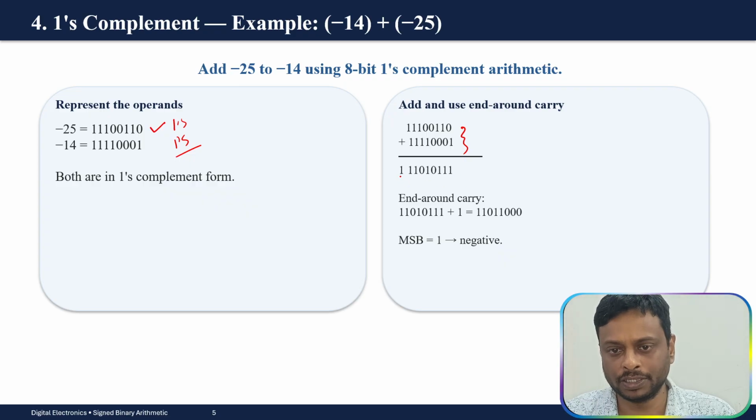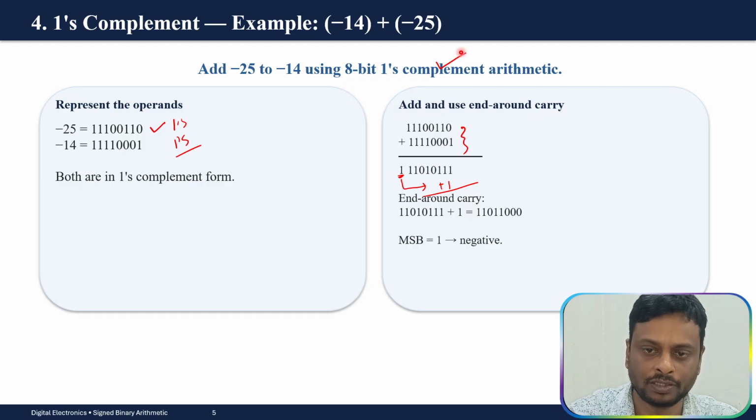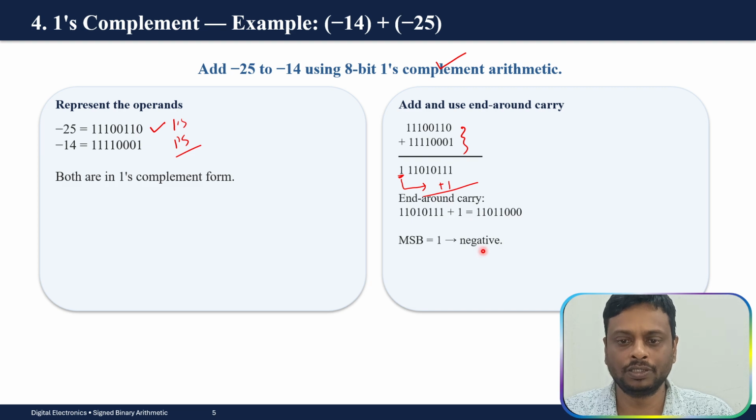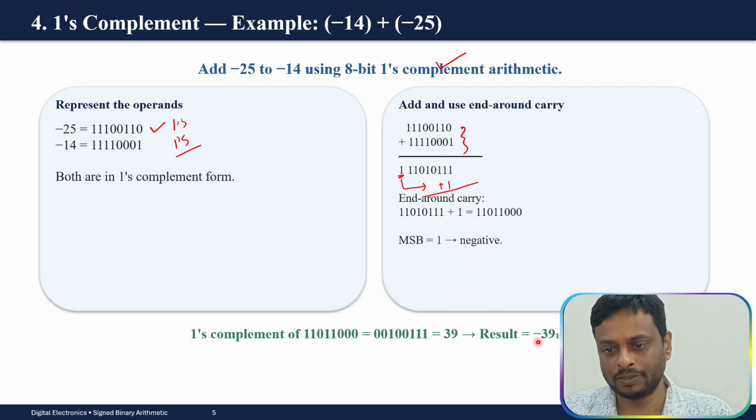You can see there is the end around carry. If we are doing 1's complement arithmetic, that should be added. So this is the result. The MSB is 1, so the number is negative. We have to take the 1's complement of this number, and that will be the result. This is nothing but 39, and because it is negative, we write -39.